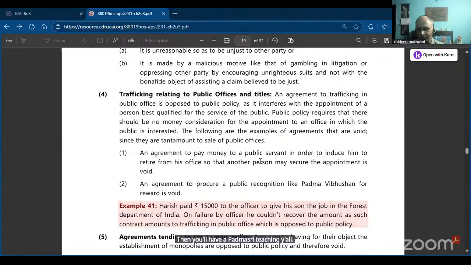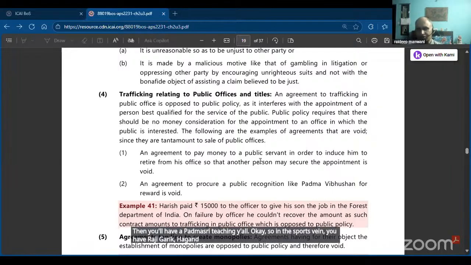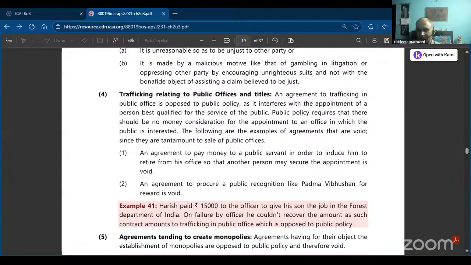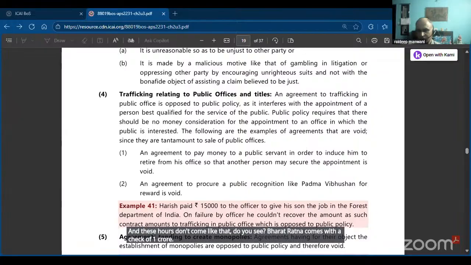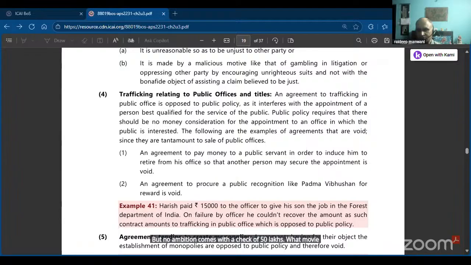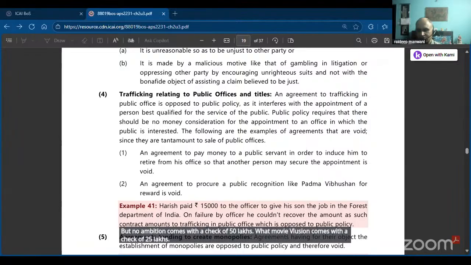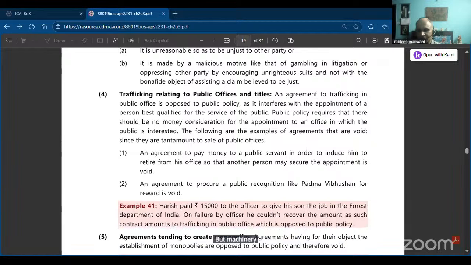Okay. So, in the sports vein, you have Rajiv Gandhi Khel Ratna, you have Dronacharya Awards and all. Now, suppose you pay money to get any of these government awards. And these awards don't come like that. Bharat Ratna comes with a check of 1 crore. Padma Vibhushan comes with a check of 50 lakhs. Padma Bhushan comes with a check of 25 lakhs. Padma Shri with 10 lakhs. National Award comes with 1 or 2 lakhs, which I got.